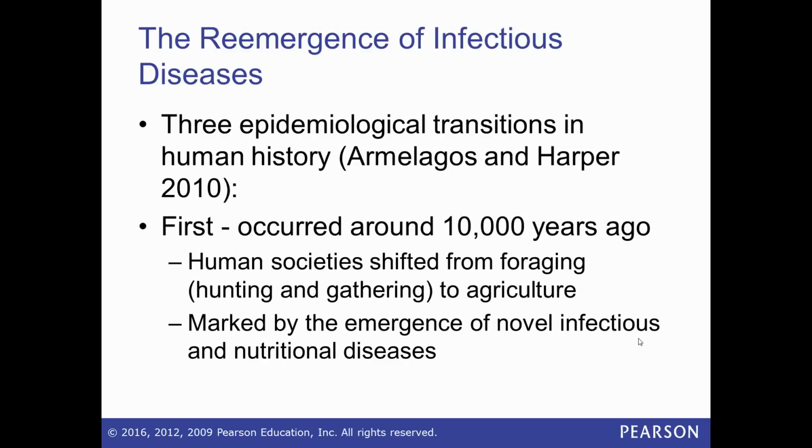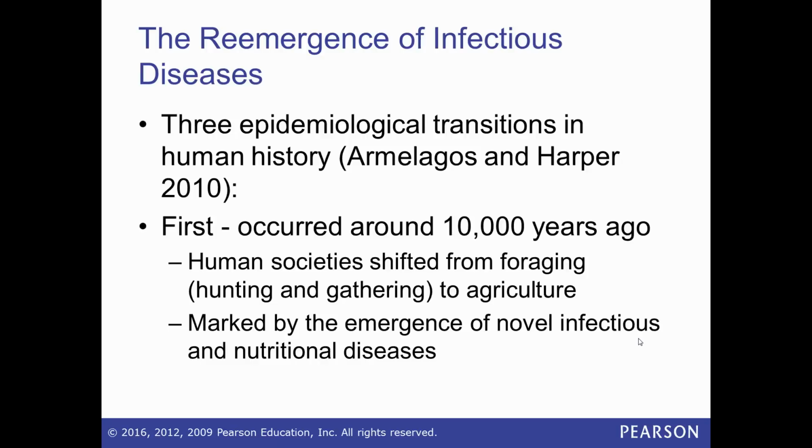Now, we've already mentioned epidemiological transitions before, but we actually have them listed out for you here. There's 3 of them. The first one occurred about 10,000 years ago. Human societies shifted from foraging, hunting and gathering, to agriculture. And from here, we see this emergence of new infectious and nutritional diseases.